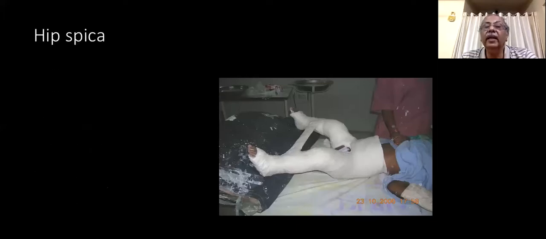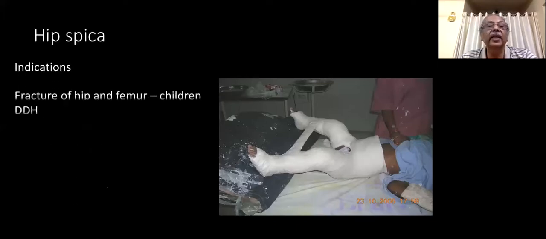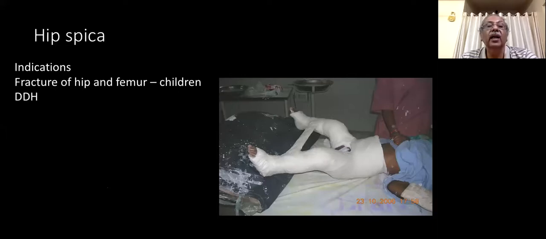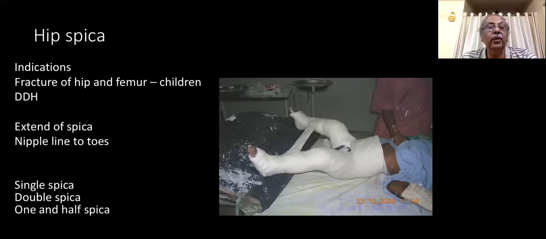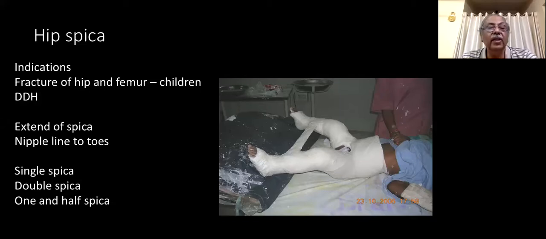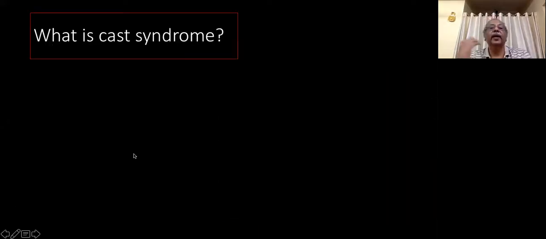The extent of the spica can be asked. The indications are fracture of the hip and femur in children, and DDH. The extent of the spica is from the nipple line to the toes. What is a single spica, double spica, and 1.5 spica? This is a double spica. If it extends up to here and this leg part is paired, it is a 1.5 spica. And if only this leg is immobilized, you call it a single spica.